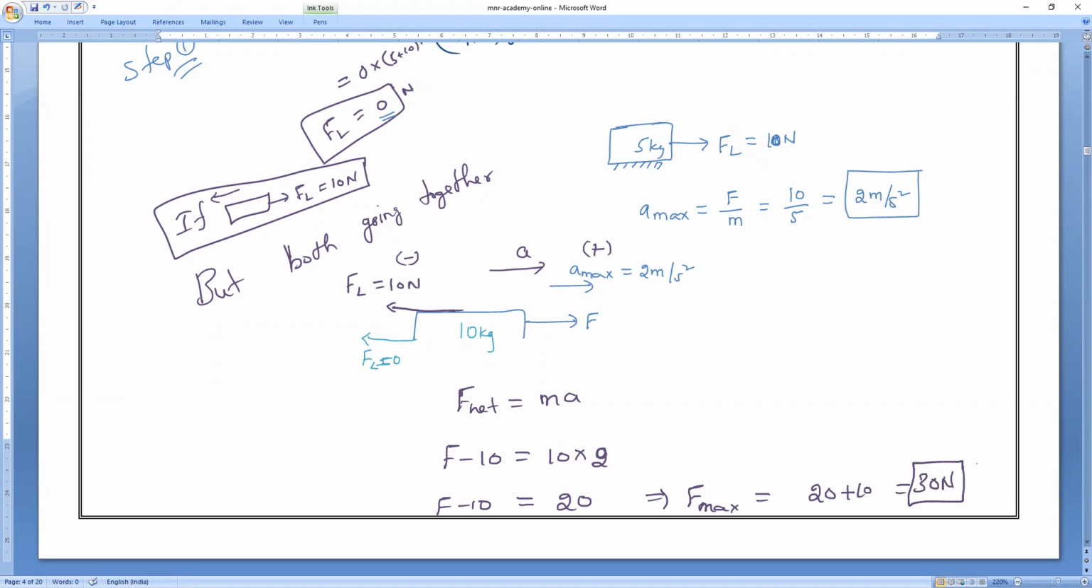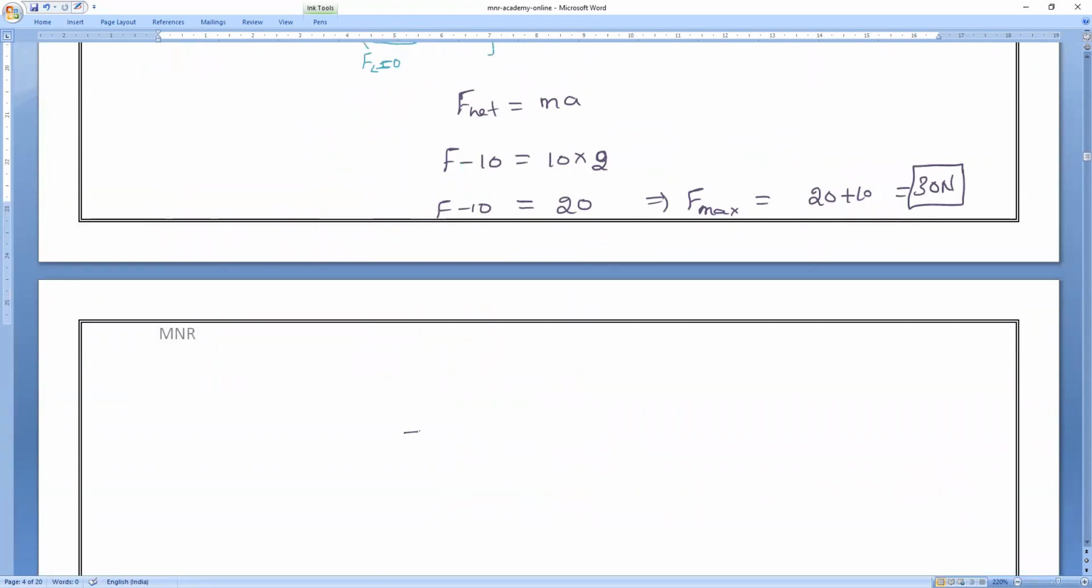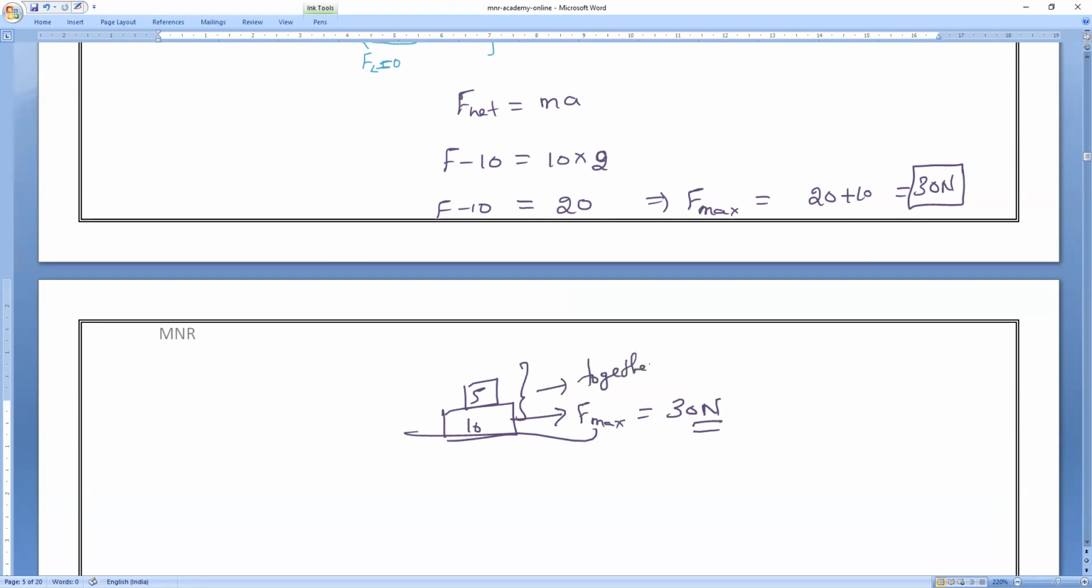30 newtons. So with the 5 kg and 10 kg bodies, if the applied force is at most 30 newtons, both the bodies will move together. Clear? Maximum is 30. So if I apply 25 newtons, 10 newtons, or 5 newtons, will the body move together, everybody? Yes, sir.